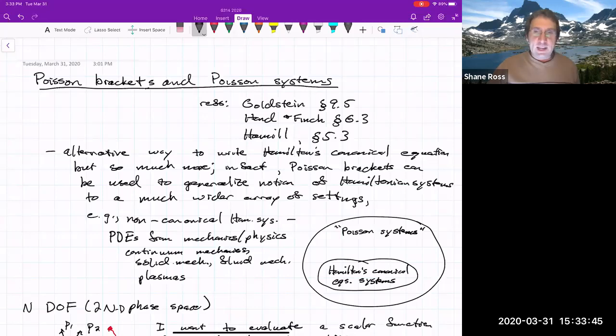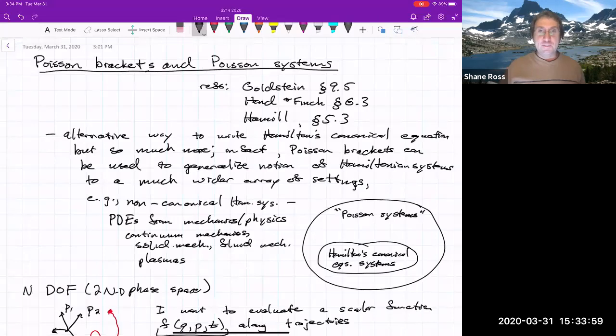So we ended last time talking about Poisson brackets and Poisson systems. What I've got listed here is exactly a copy and paste from last time, just what I wrote at the end. And there are some good references. The Poisson bracket and Poisson system approach, you could view it as an alternative way to write Hamilton's canonical equations.